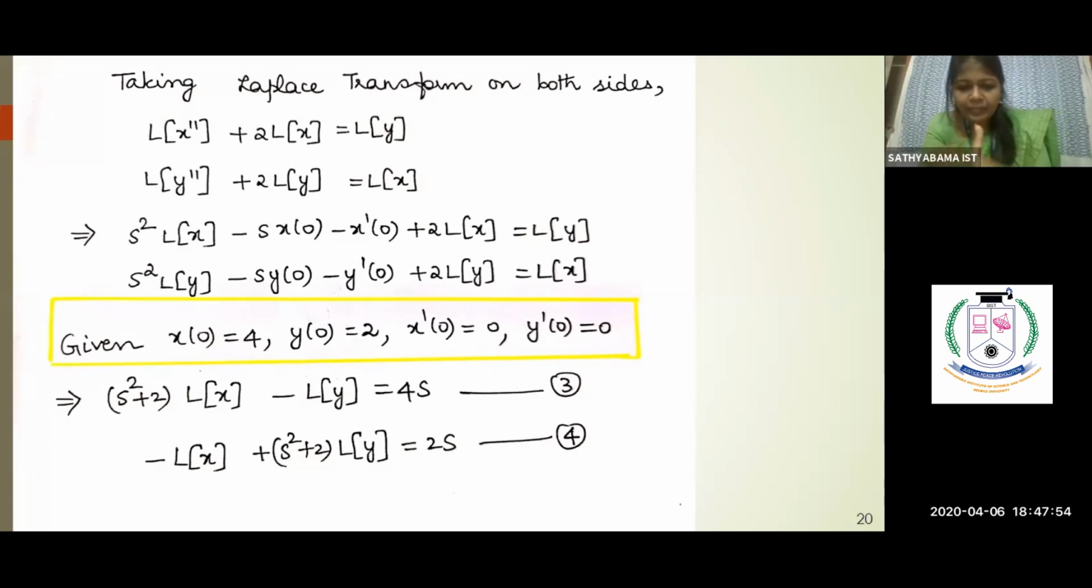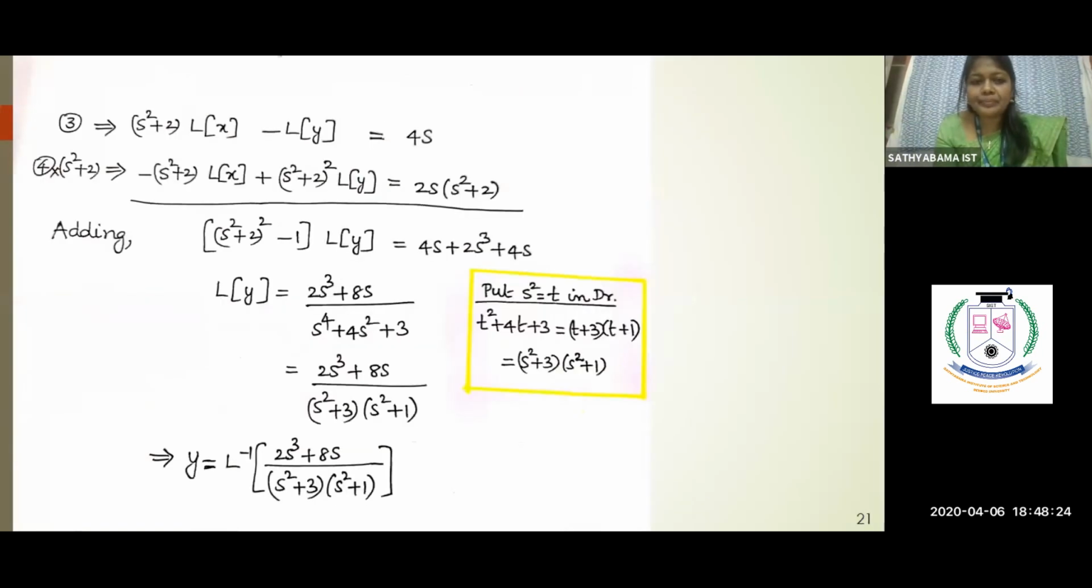Now listen carefully. In equation 3, what is the coefficient of L of x? s square plus 2. In equation 4, what is the coefficient of L of x? Minus 1. So what should you do to eliminate L of x? You should multiply equation 4 by s square plus 2. Isn't it? So that's exactly what I've done. I have not disturbed equation 3. I've only multiplied equation 4 by s square plus 2. Okay? Because what are we eliminating? L of x.